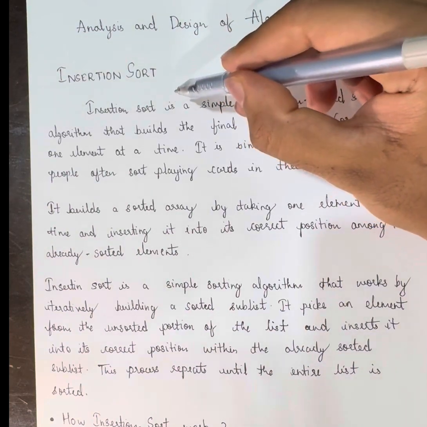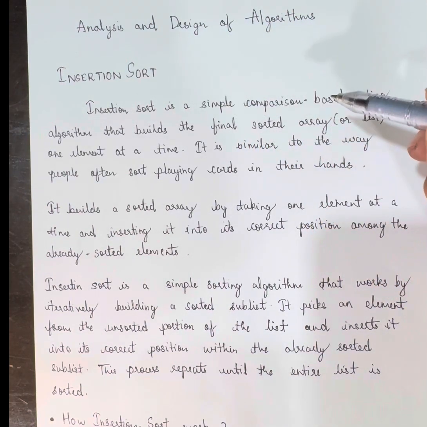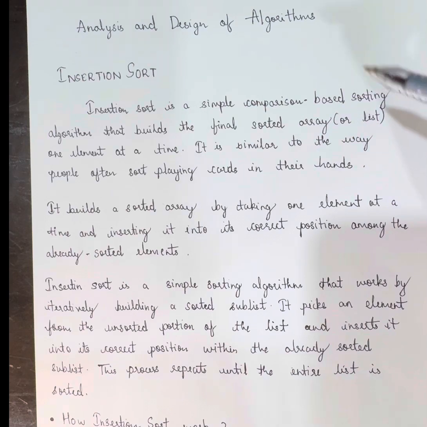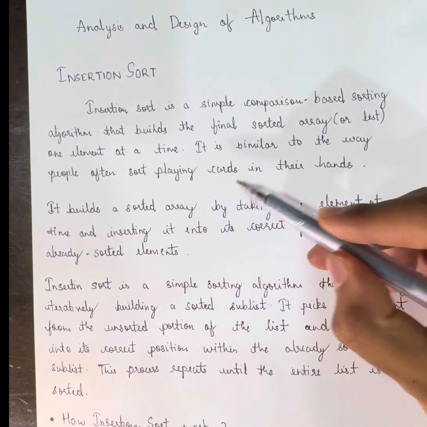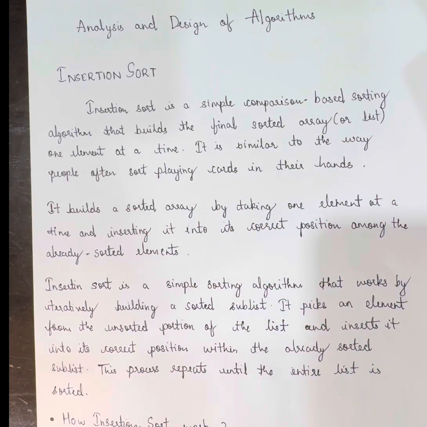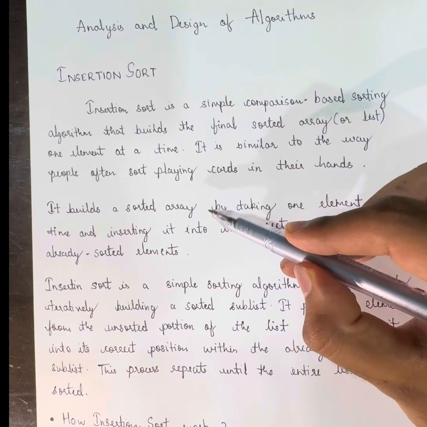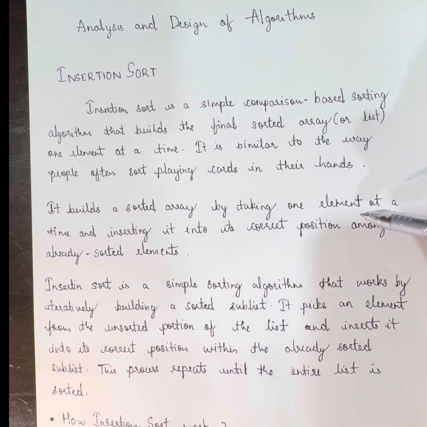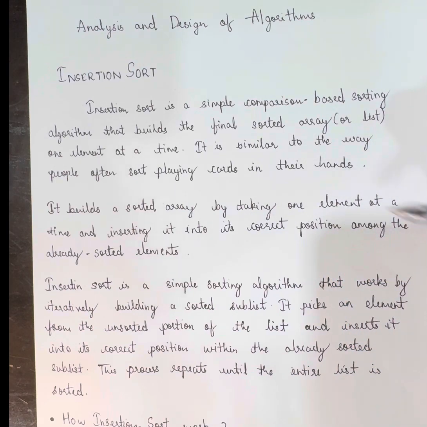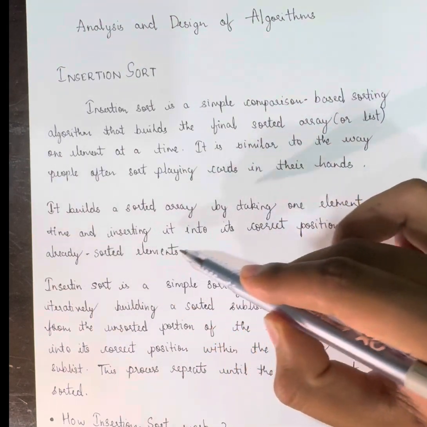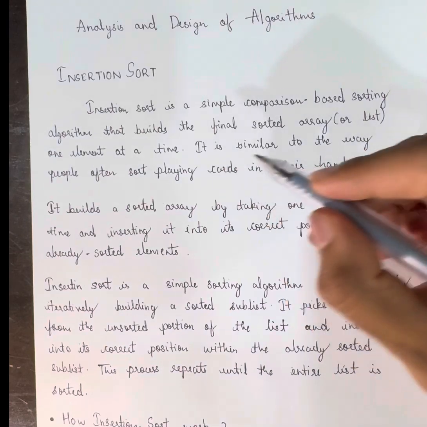Insertion sort. Insertion sort is a simple comparison-based sorting algorithm that builds the final sorted array or list one element at a time. It is similar to the way people often sort playing cards in their hands. It builds a sorted array by taking one element at a time and inserting it into the correct position among the already sorted elements.